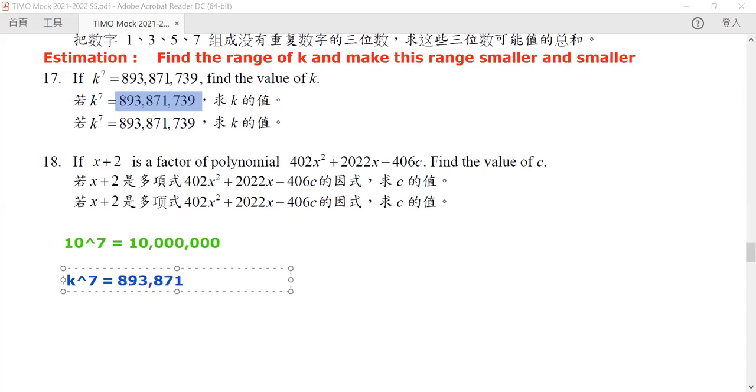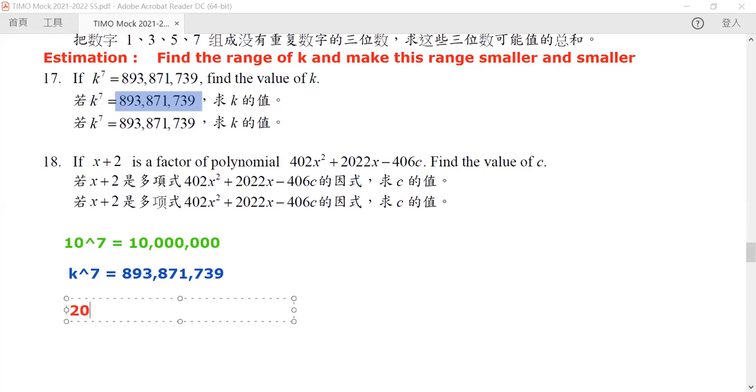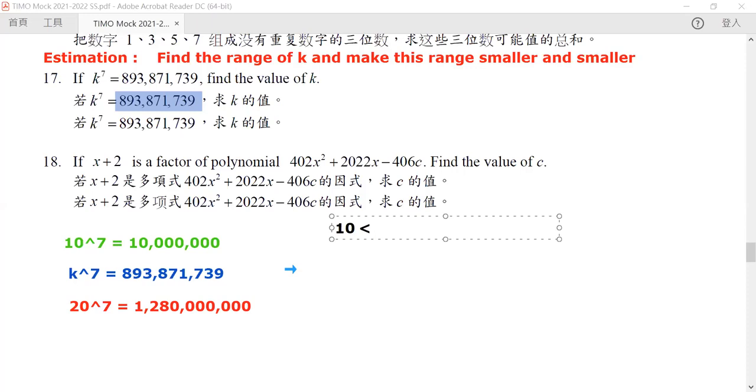No doubts about it. But how about 20 to the power 7? Now 20 to the power 7 is equal to 2 to the power 7 multiplied by 10 to the power 7. 2 to the power 7 is equal to 128, so it will be 128 followed by seven 0s. Again, you can see k to the power 7 is actually less than 20 to the power 7. So in particular, it means that our k must be between 10 and 20.